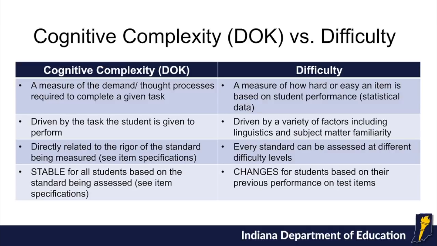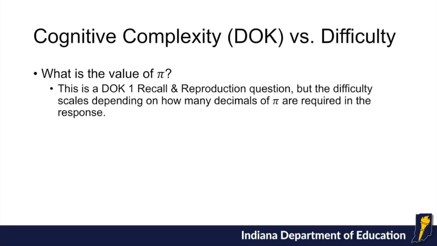DOK may remain the same while item difficulty changes. Conversely, higher levels of rigor might include easy items, while lower levels of rigor may include hard items. Let's take a look at a few examples. Depth of knowledge 1 includes recall of mathematical facts, but not all facts are easy to recall. Even a simple question like, what is the value of pi, will be more or less difficult based upon the level of precision being asked.